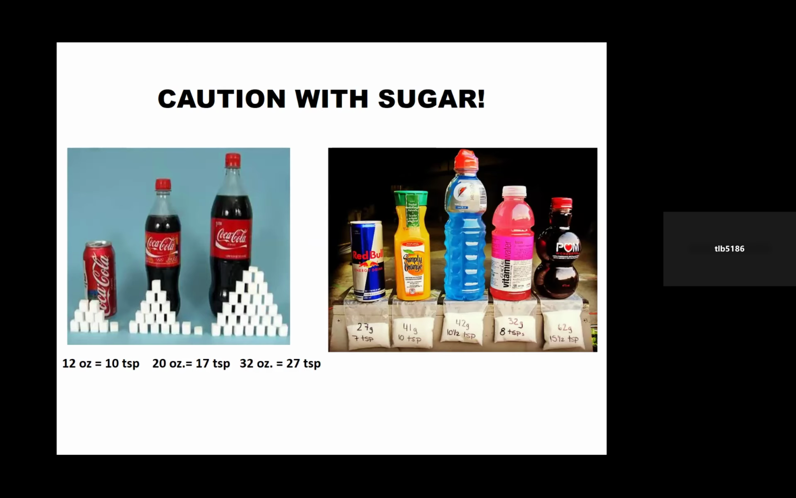Gatorade, a regular Gatorade has 42 grams of carbs. That's 10 teaspoons of sugar. Vitamin water. People think because it has the word vitamin that it's healthy, but it's not. As you can see, this goes on. And so we have to be very cautious about what we're consuming as far as the sugars are concerned.